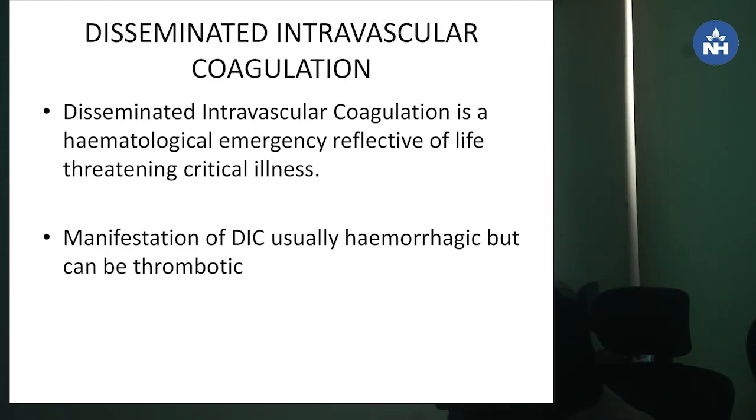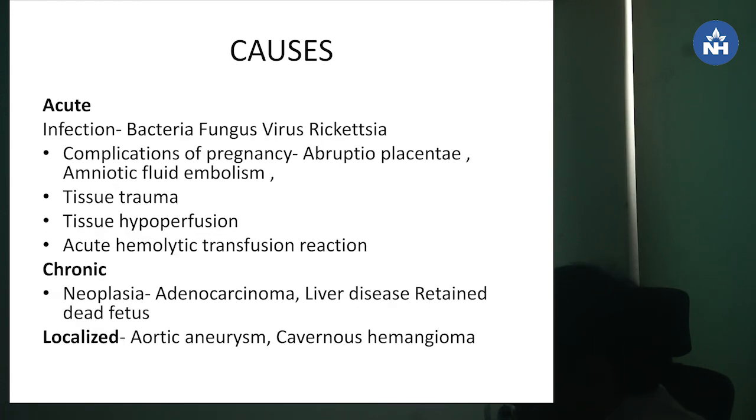So, disseminated intravascular coagulation. Disseminated intravascular coagulation is a hematological emergency reflective of life-threatening critical illness. It usually manifests as hemorrhagic but can be thrombotic. Causes: acute infection, any kind of infection can lead to DIC; complications of pregnancy like abruptio placenta, amniotic fluid embolism; any tissue trauma, tissue hypoperfusion or acute hemolytic transfusion reaction.